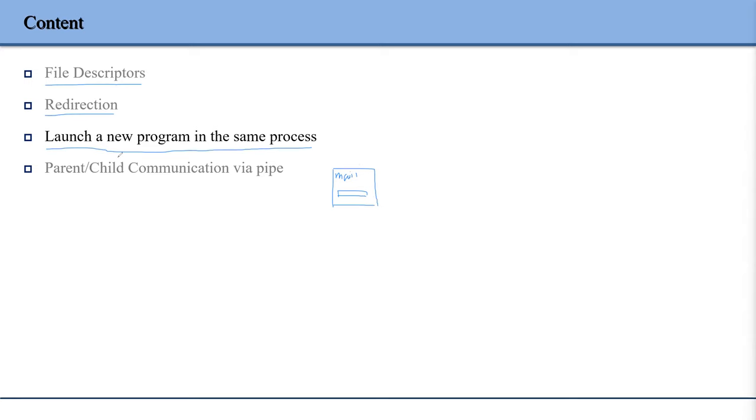But here we are talking about launching a new program, which means it is like an a.c file and here it is a b.c file. They are two different programs, okay? So suppose the a.c file wants to invoke the process of the b.c. This is a general idea of how the a.c file invokes the b.c file.